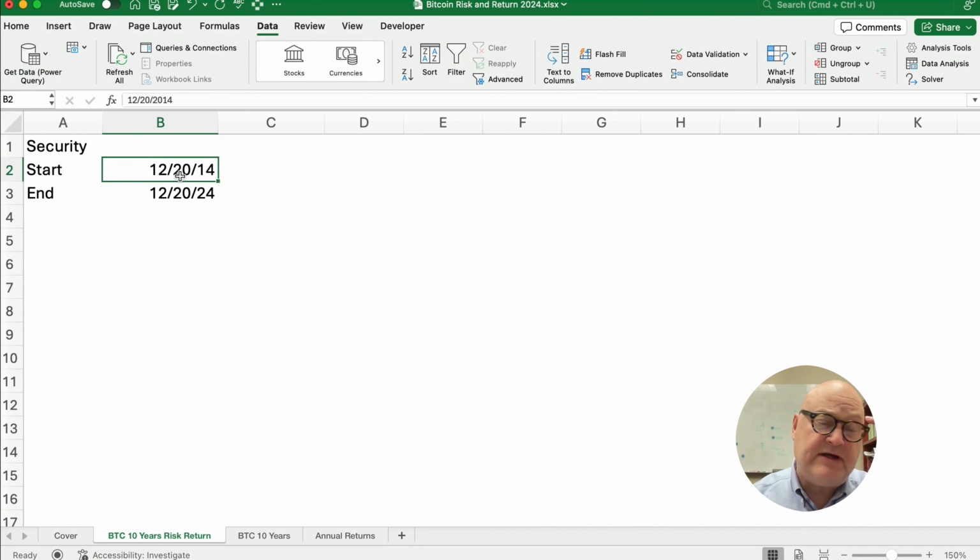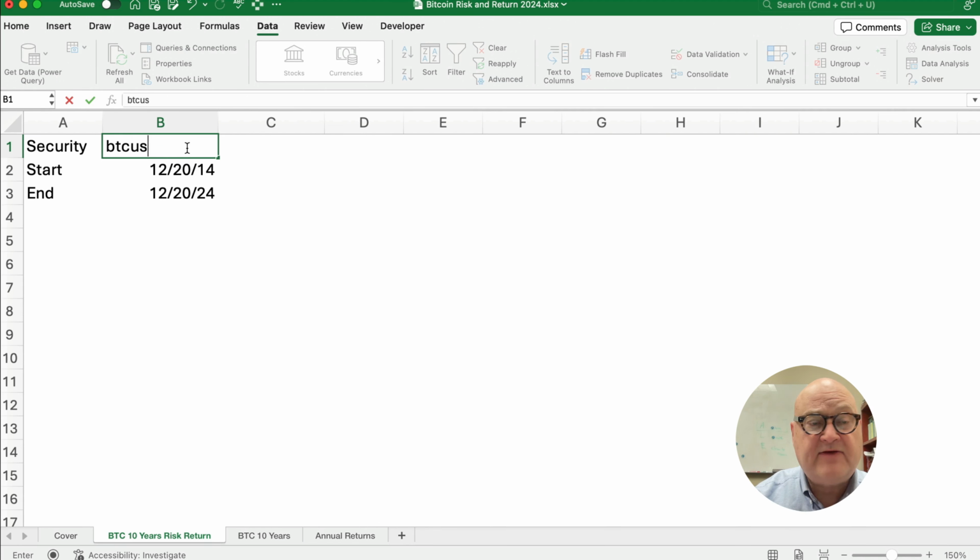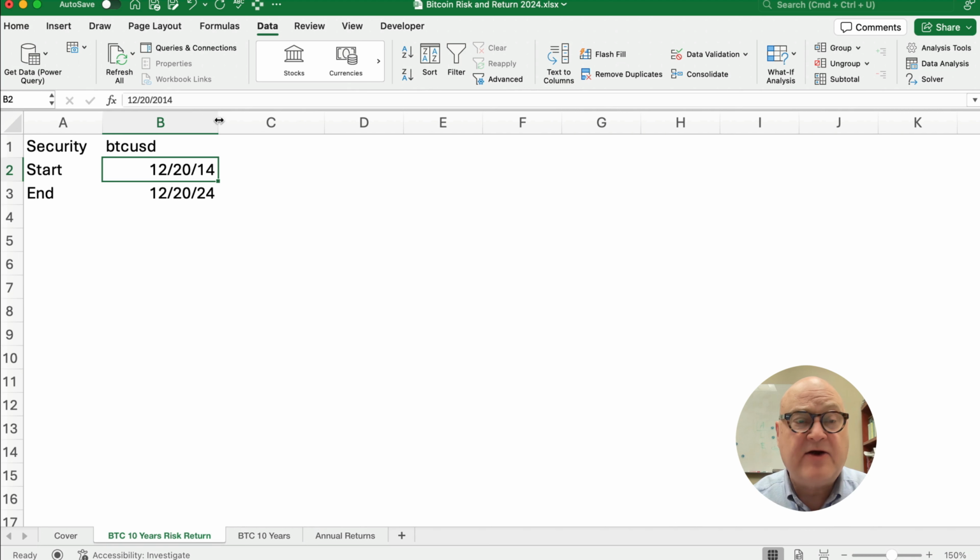Today is December 23rd, so I'm picking a couple of days before. December 20th is my end date, and my start date will be December 20th of 2014, so 10 years ago. Now, what's our security? The way it works, I can pull this in Excel using a stock history function. So it is BTC USD. This really functions like a currency.